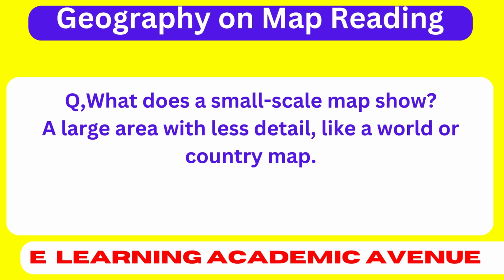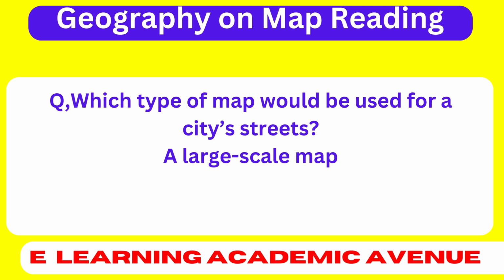Question 74. What does a small scale map show? A large area with less detail, like a world or country map. Question 75. Which type of map would be used for city streets? A large scale map.